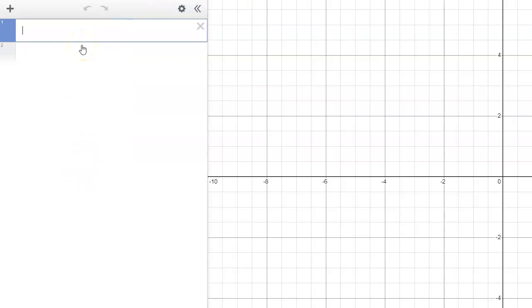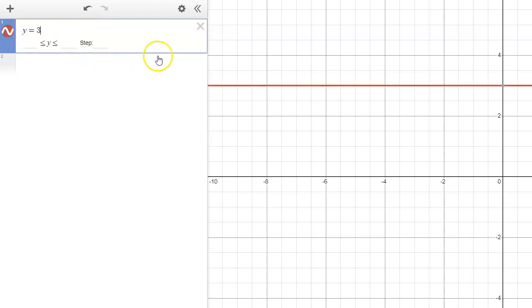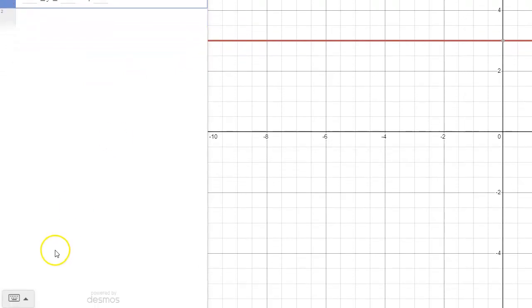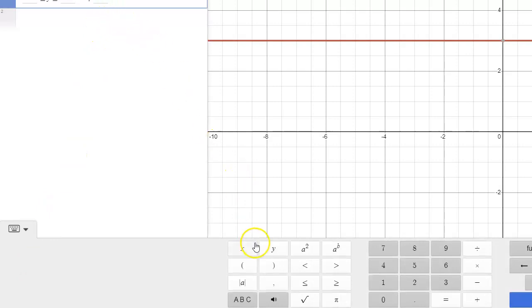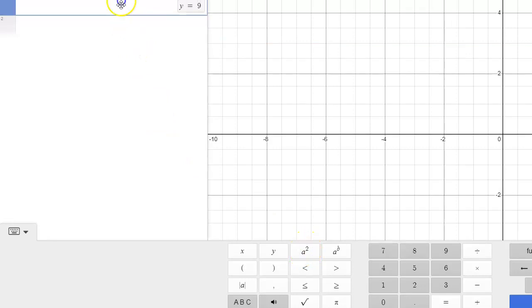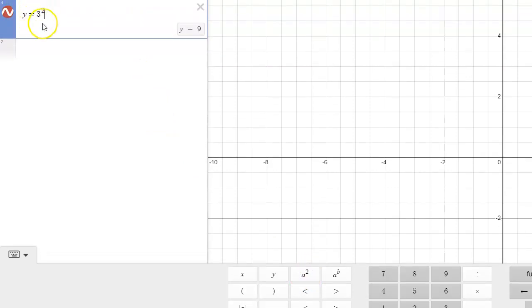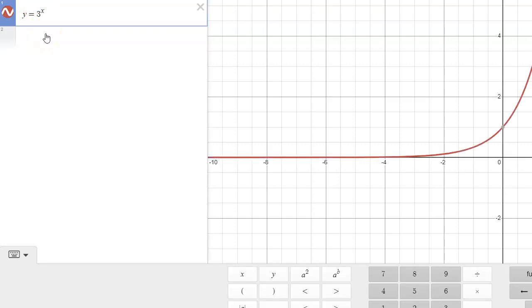And so our first one was y equals, and we were doing 3. And then you might be thinking, well, how do I do an exponent? Well, down here, you're going to click on this little keyboard. And when you click on that keyboard, you have all these fun options here. You're going to pick the one that says a to the second power. And when you push that, here is what pops up. Well, click right next to the 2 and do a backspace and make it an x.